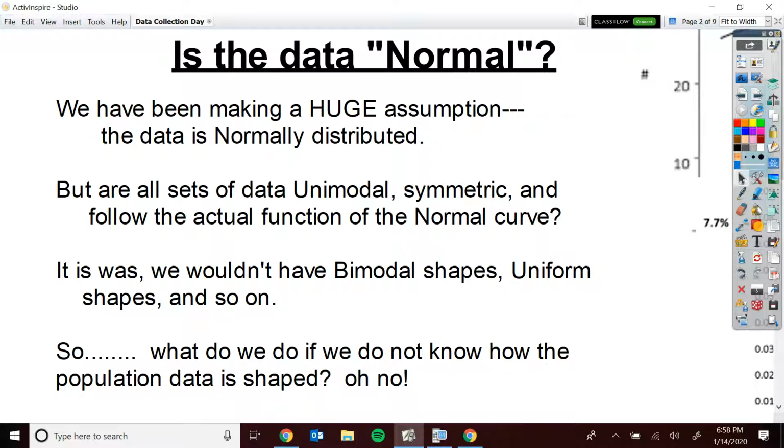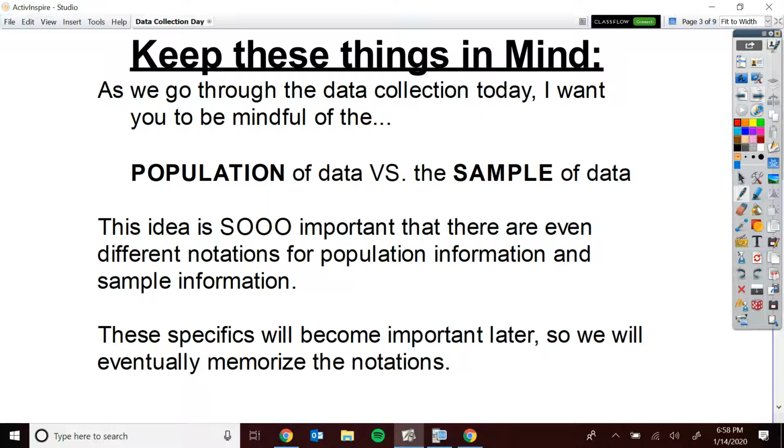So in order to do that, when we do not know what the population shape is, we create a sampling distribution. And so that's where we're headed with this. As we talk about this, today is just data collection, but as we do it, I want you to be mindful of population data. That's the set of all of the situations, like all of the shoe sizes in all of the students of Aledo ISD, versus just taking a sample. Maybe we're going to take a stratified sample. We're going to take some from each of the schools and then collect data on those samples.